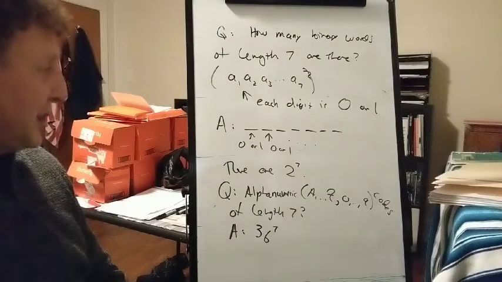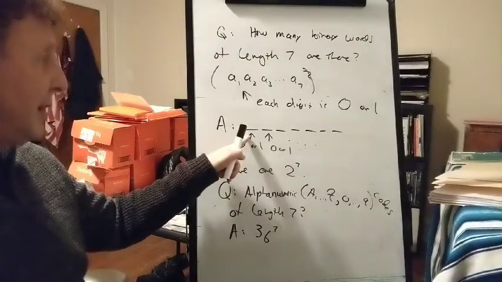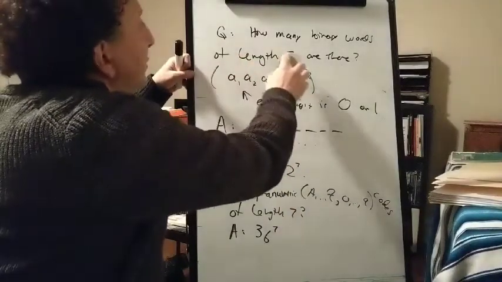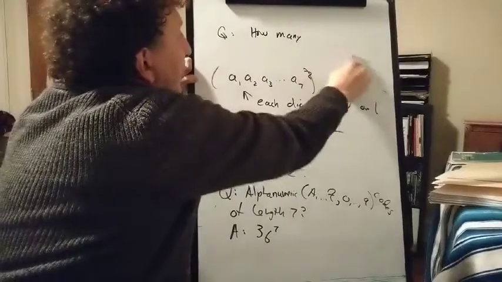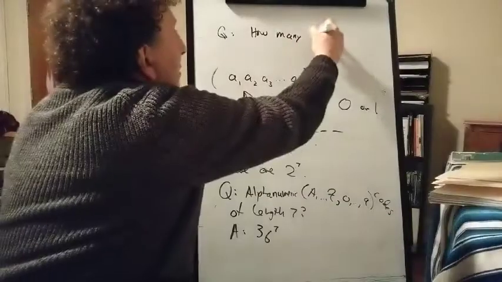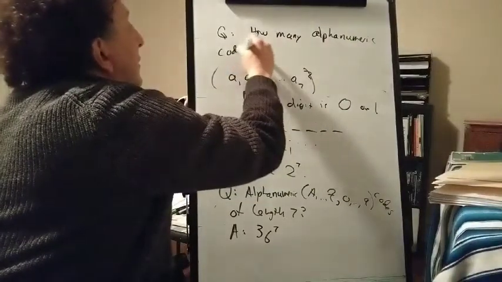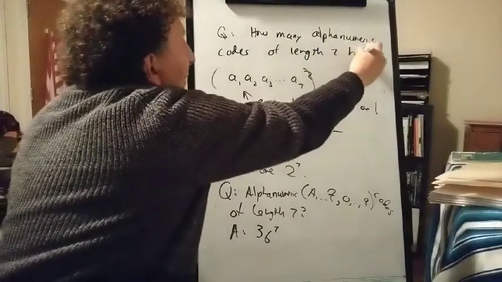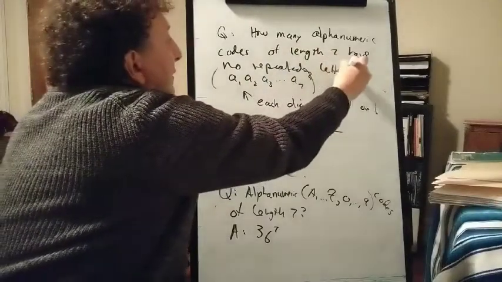Alright, now let's throw in the variation where we can't reuse a letter. So what we choose second has to be different from what we choose first, and then after that has to be different than the first two things we've chosen. So how many, let's say, alphanumeric codes of length 7 have no repeated letters?